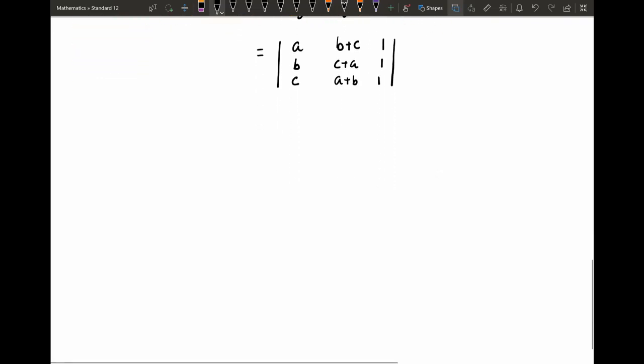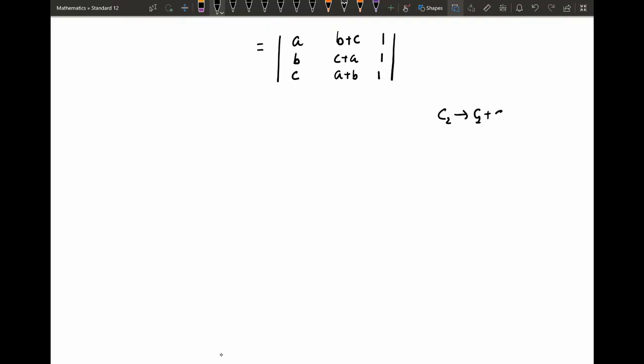Now if the value of this determinant is 0, then we can say that these 3 points are collinear. So let us evaluate the value of this determinant. First we perform C2 to C2 plus C1. So when we perform C2 to C2 plus C1, each element of the first column is multiplied by 1 and added in the corresponding entries of the second column.